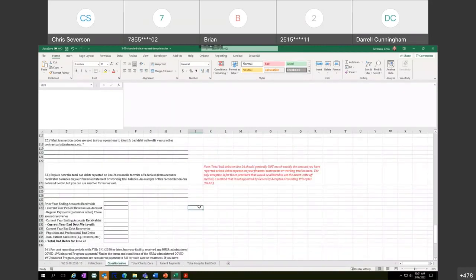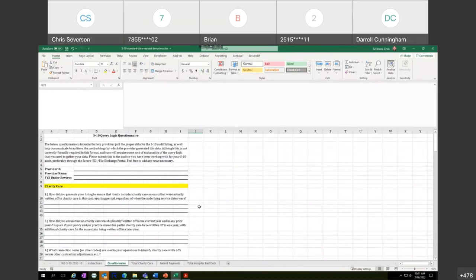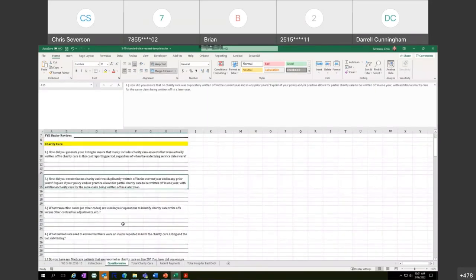Now, most of this has been around for a couple of years now. We broke it into sections, charity care. It's basically going step by step, talking about a lot of the things that I've already mentioned throughout this training. We want to make sure it was written off this period. So how did you ensure that? How did you filter your listing, or what did you look for? How did you ensure there were no duplicates?